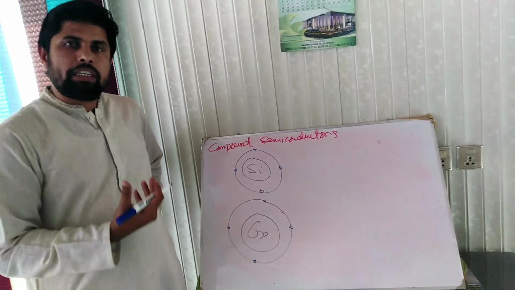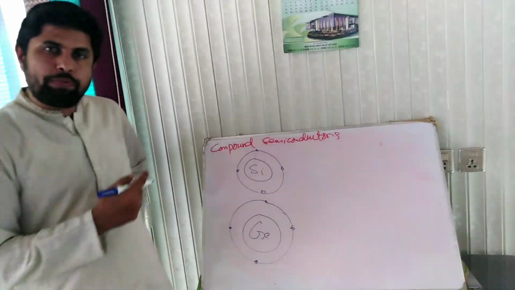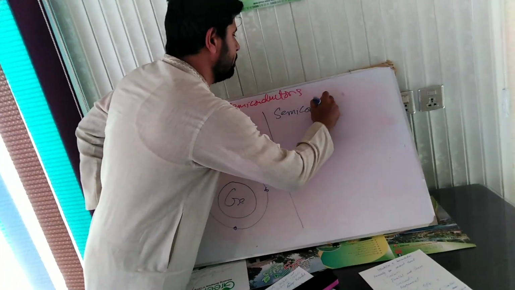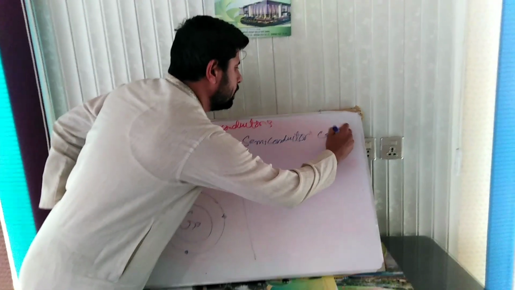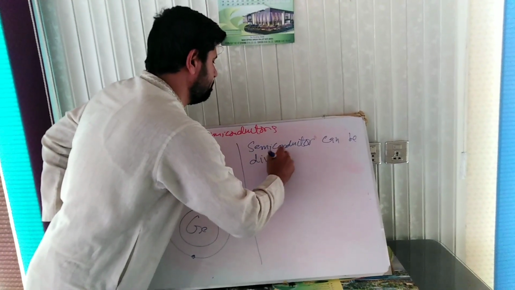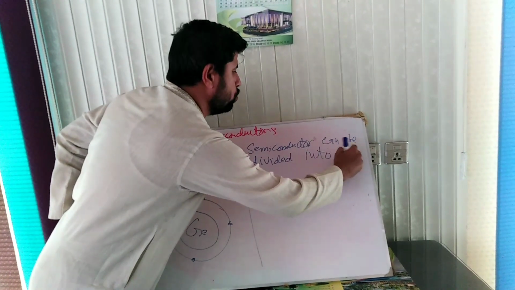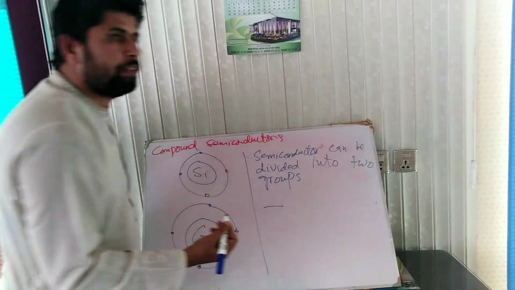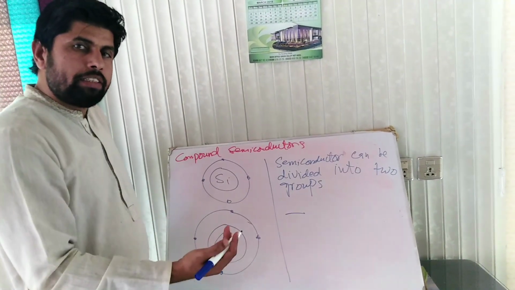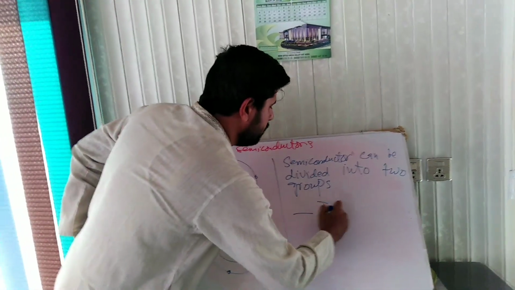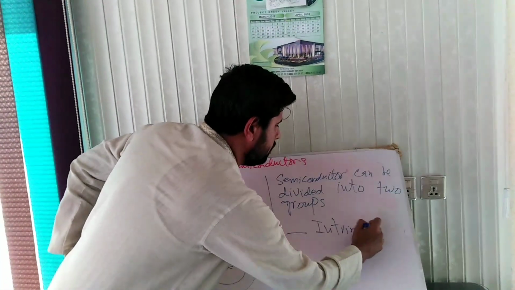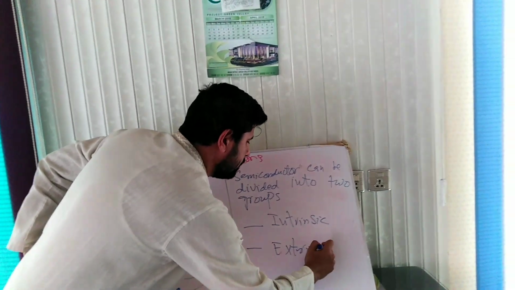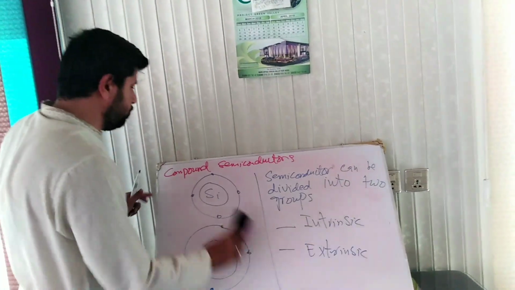Semiconductors can be divided into 2 groups. The first is called intrinsic semiconductor, and the second is called extrinsic semiconductor. These are the two types.